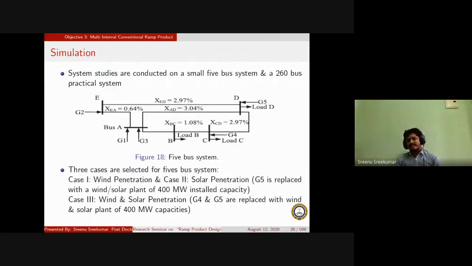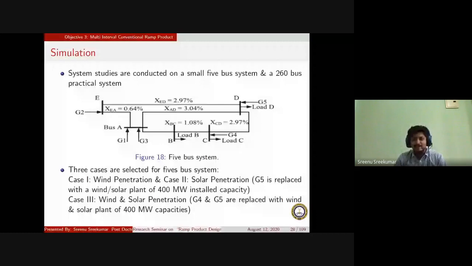System studies are conducted on a small five-bus system and a 260-bus practical system. And the five-bus system is given in this figure. And 3 case studies are selected for analysis. First is wind penetration, where the generator G5 is replaced with a wind plant of capacity 400 megawatt. Second is solar penetration, where G5 is replaced with a solar plant of capacity 400 megawatt. And third is both wind and solar penetration, where G5 and G4 are replaced with a wind and solar plant of capacity 400 megawatt.